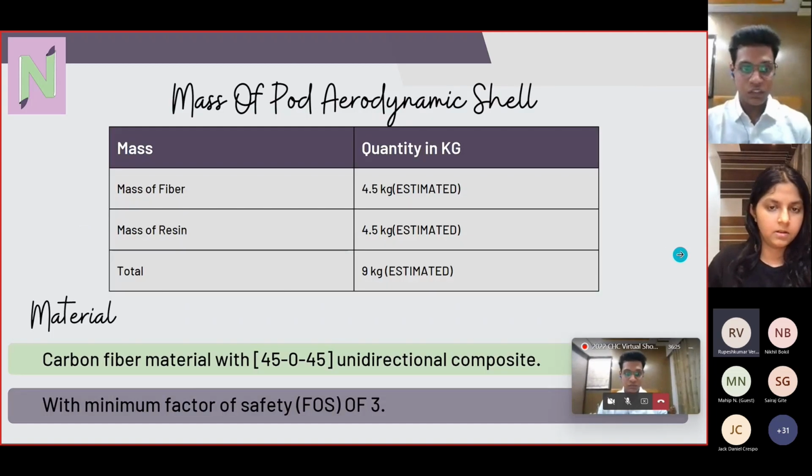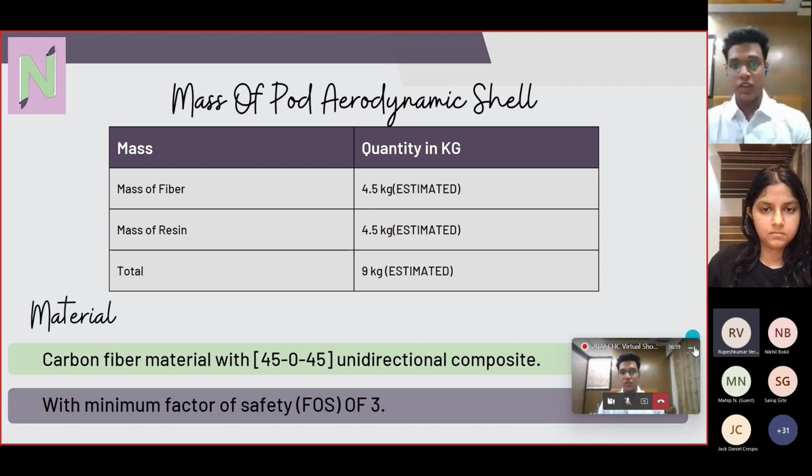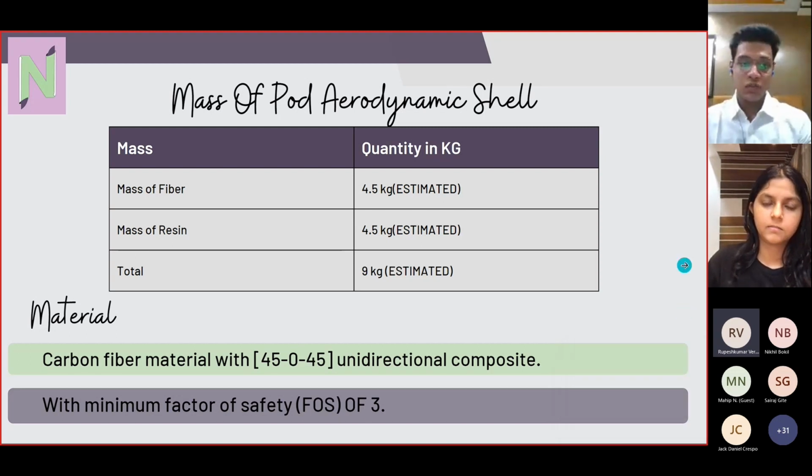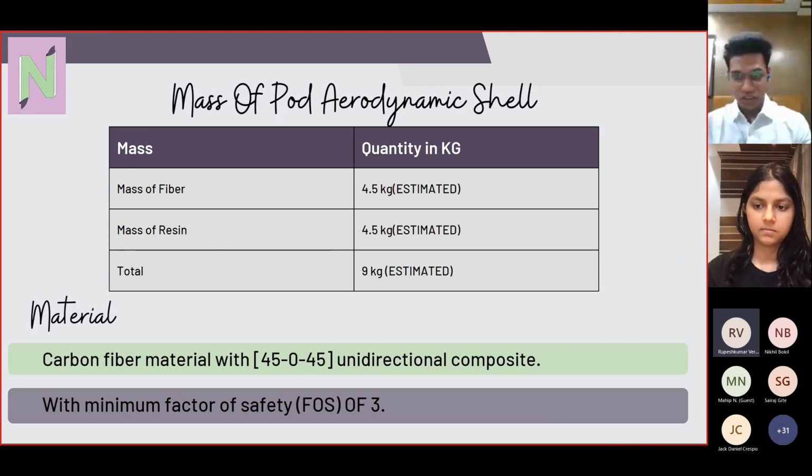Since we use carbon fiber as the material, the mass of the pod aerodynamic shell in terms of fiber was 4.5 kgs, and the mass of resin was 4.5. In total, the mass of the aerodynamic shell is 9 kgs. We maintained a minimum factor of safety of 3 in our aerodynamic fairing.